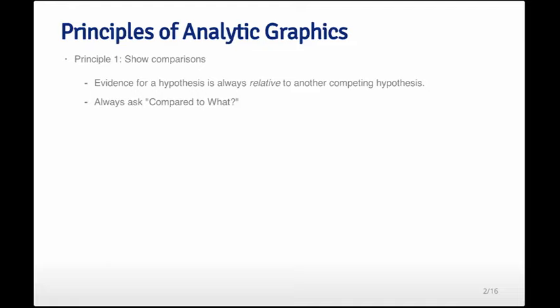So the first principle that Tufte talks about is to show comparisons. And this is a very basic idea in all of science. The basic idea is that evidence for a hypothesis or an idea about the world is always going to be relative to another hypothesis, right? So evidence is always relative. And so if you're comparing hypothesis A, there has to be some alternative hypothesis that you're going to compare it to. And so whenever you hear a statement or hear a summary of evidence based on data, you should always be asking the question, compared to what, right?